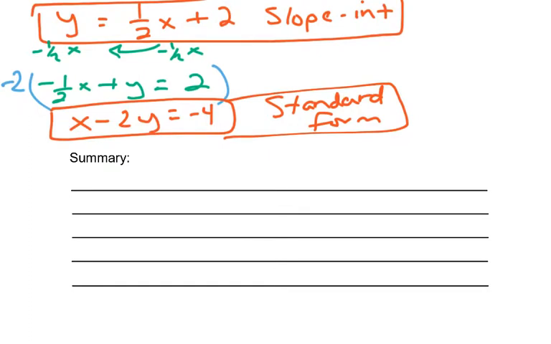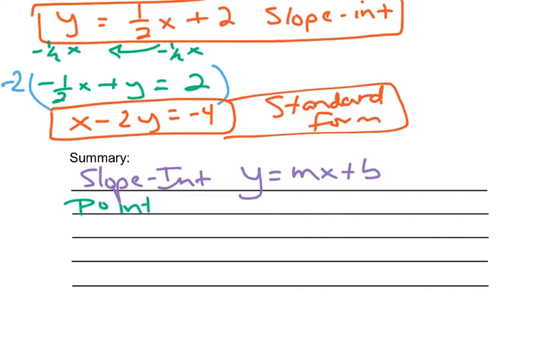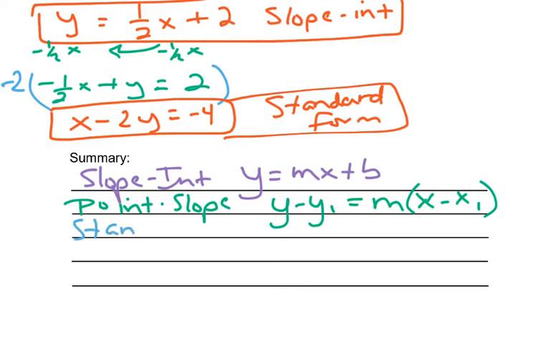So, quick summary. Let's start out with slope-intercept. That looks like y equals mx plus b. Then our new one today was point-slope. That's y minus our y coordinate equals our slope times x minus our x coordinate. And then we simplified that to standard form. And that was where we had ax plus by equals c. We had x and y all on the same side.